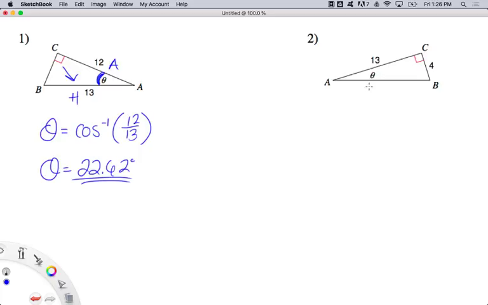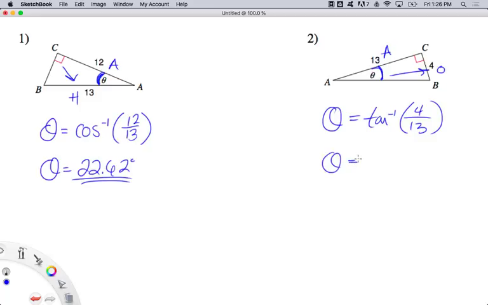Okay. Identify my angle. Use that to identify my sides. That's opposite. That's adjacent. Which trig ratio uses opposite and adjacent? Tangent. Theta equals the inverse tangent of opposite, which is 4, over adjacent, which is 13. So theta equals, plug it in the calculator, inverse tangent of 4 over 13, which is 17.1 degrees. And I'm done. Any questions on that? Okay.